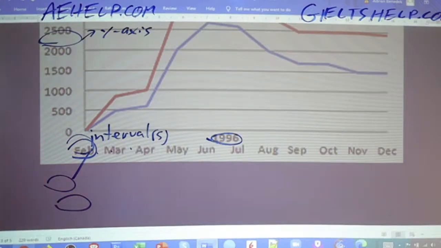Okay. All right, Shushma, 7.5 band on the IELTS overall is fantastic.